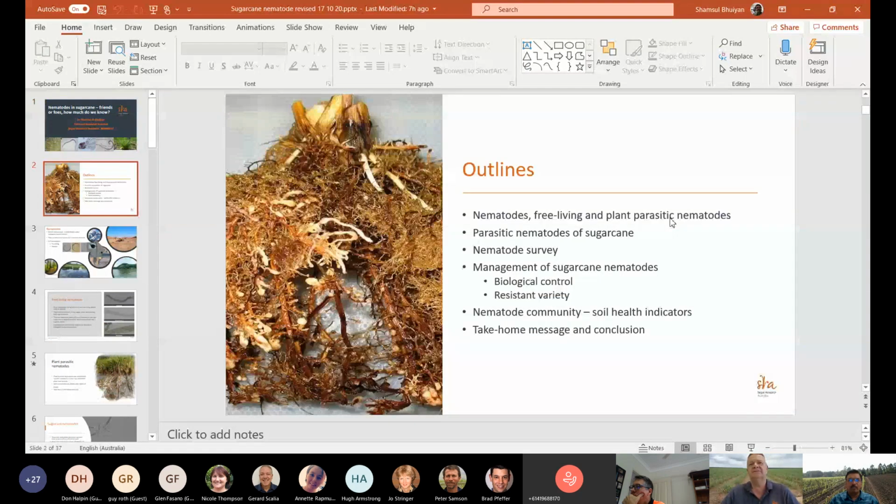So this is the outline of my work. Because it's about sugarcane nematodes, we have to give you a bit of an overview of what nematodes are. I think most of you know. Then I'll be talking about the plant parasitic nematodes of sugarcane. And then I will be talking about the nematode survey we have done a few years ago.